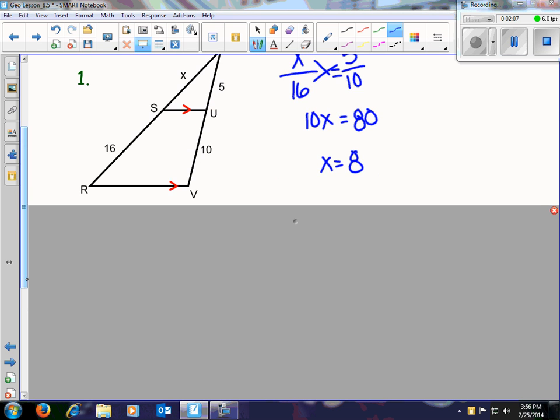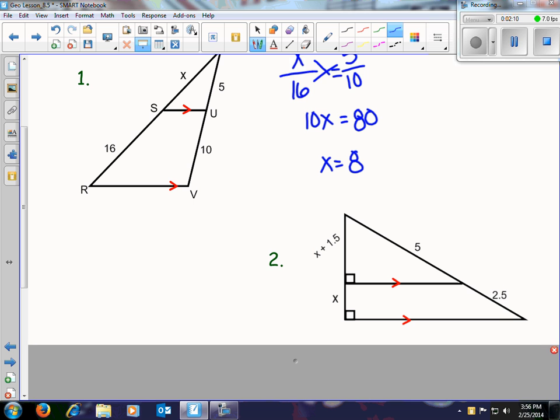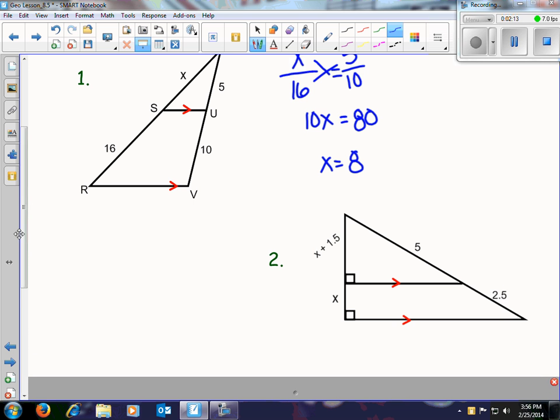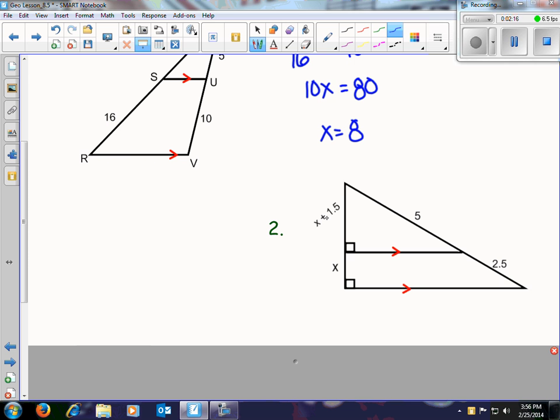Alright, let's do example number 2. So example number 2, we have the same thing. We have x plus 1.5 is this piece, x is this piece, 5 is here, and 2.5 is here. So I'm going to set up a proportion, and I have x plus 1.5, so I have top over the bottom on the same side is equal to 5 over 2.5. Now I can cross multiply. So I have 5x is equal to 2.5 times x plus 1.5. Now don't forget to put this in parentheses because we need to be able to distribute this.